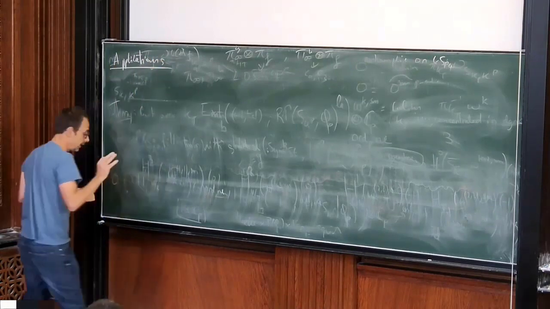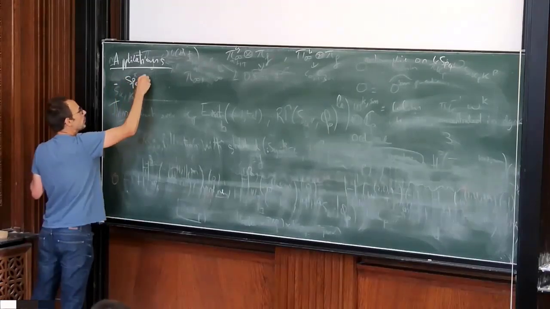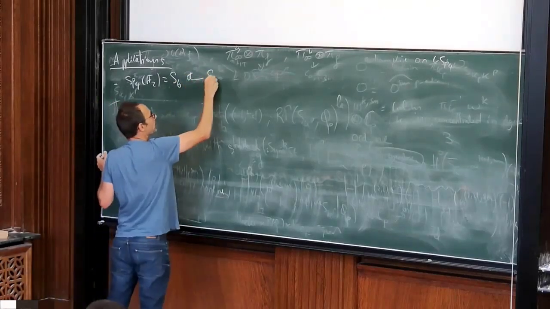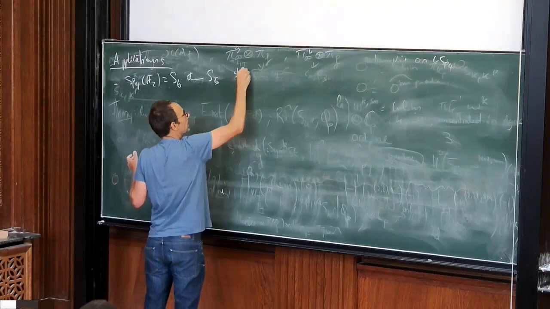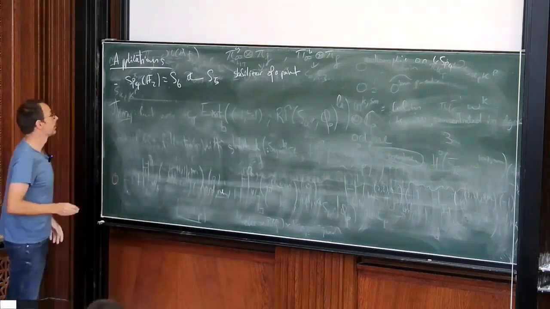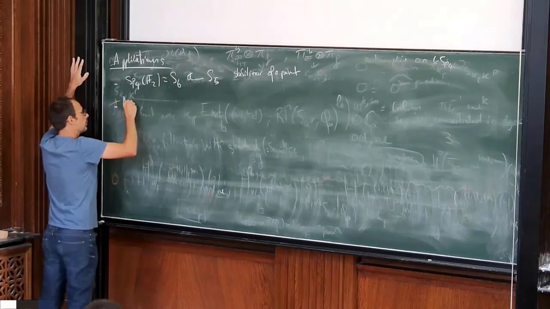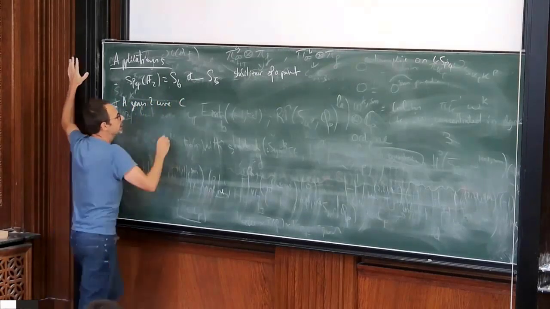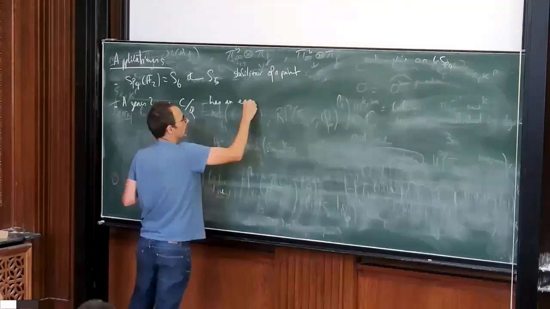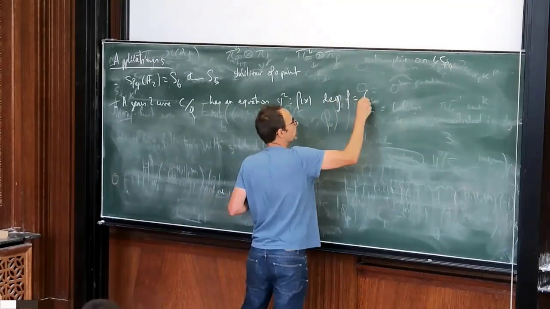So let me begin with some crucial observations. Sp4 of F2 is S6, and inside S6 you have S5, which is the stabilizer of a point in the permutation representation. Now about genus 2 curves. A genus 2 curve C over Q has an equation y squared is f of x, where the degree of f is equal to 6.